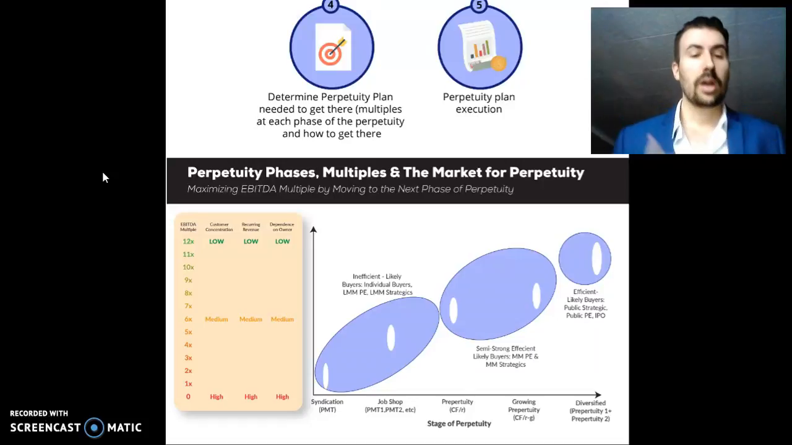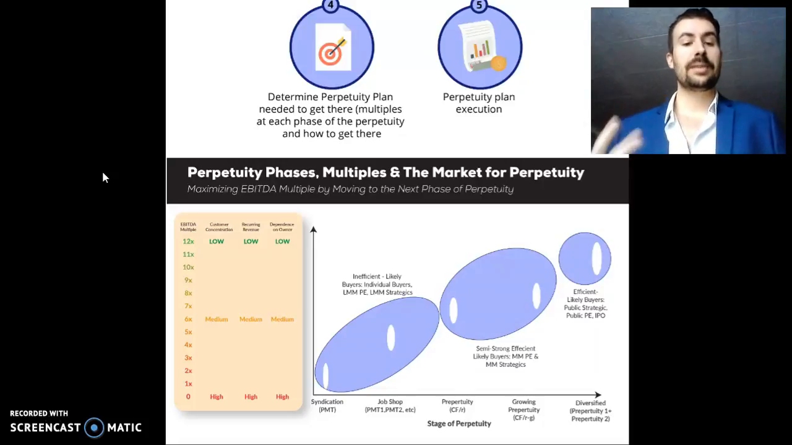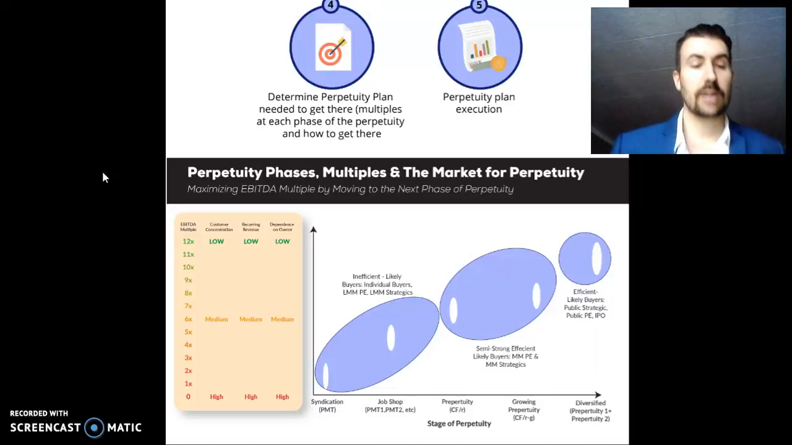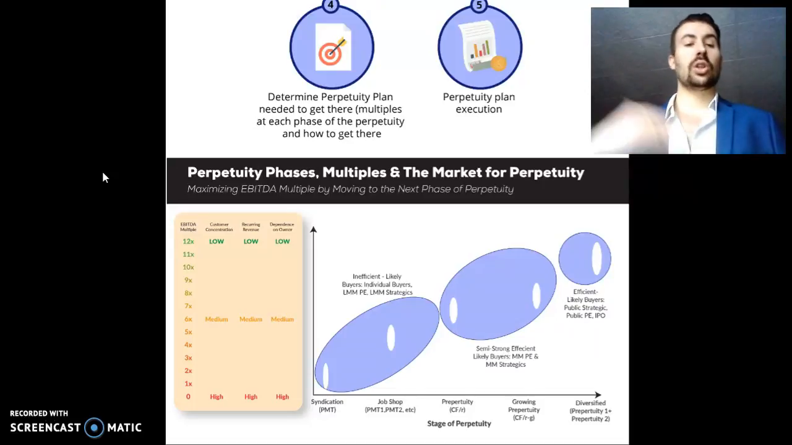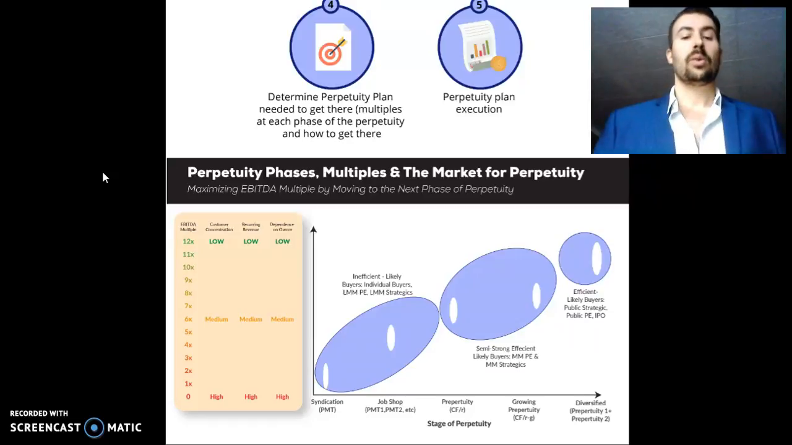So the first one is customer concentration, and that moves from high at the bottom to low at the top. Recurring revenue, high at the bottom, low at the top once again. And dependence on the owner, high at the bottom and low at the top. And these correspond to different multiples. So as we move from high customer concentration to low customer concentration, that corresponds with a higher EBITDA multiple, which is going to reflect in the chart here as we move higher in the chart.